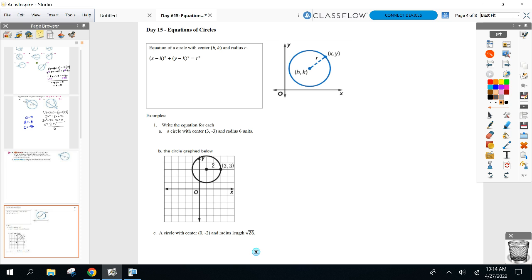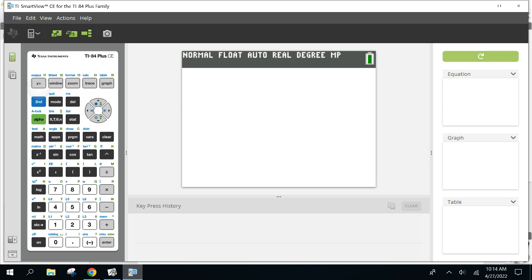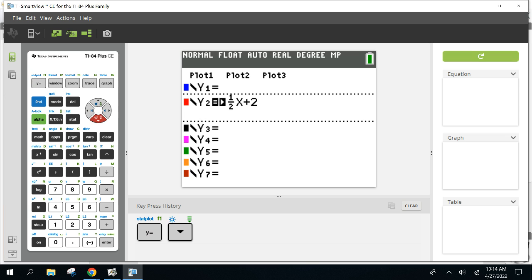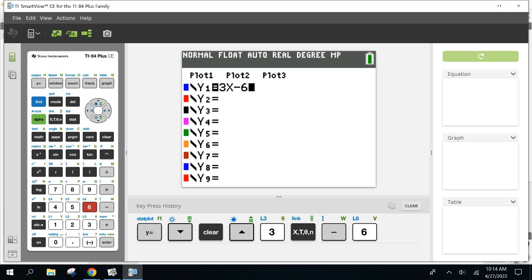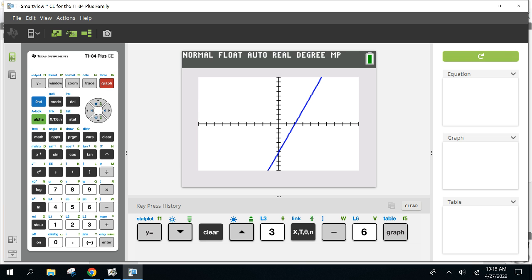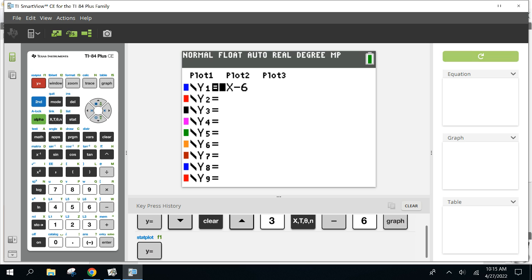Equation of a circle. Grab your graphing calculator right now. Go to y equals. Type in 3x minus 6 into y1. Don't hit anything else. We're about to hit the graph button in a second. What's it going to show me on my graph? A line, isn't it? So if you hit graph, it's going to show me a line. Yeah, because all lines come in that form, doesn't it?